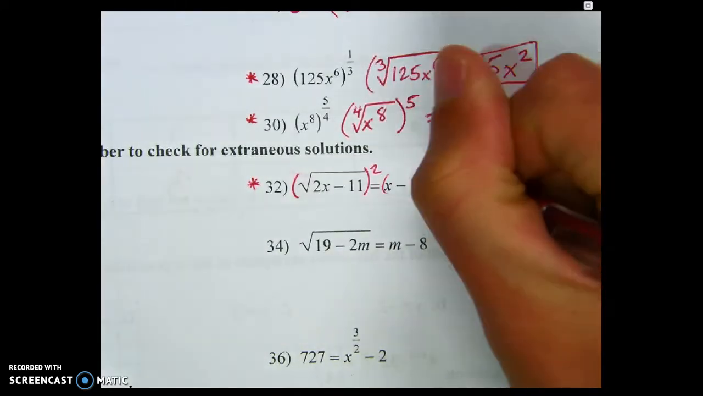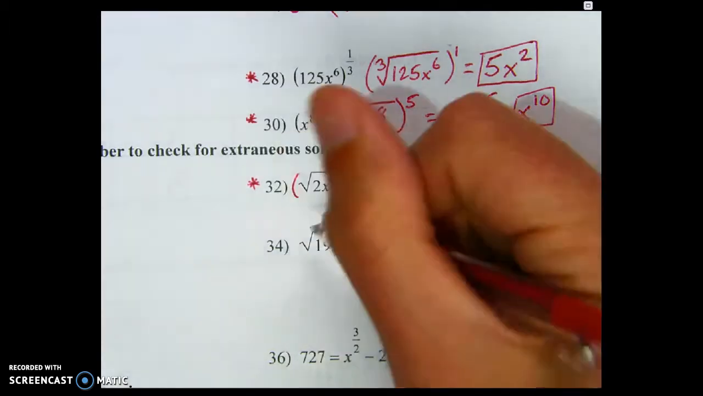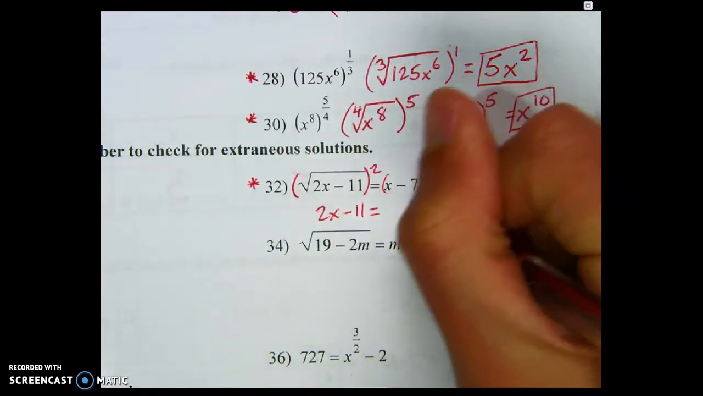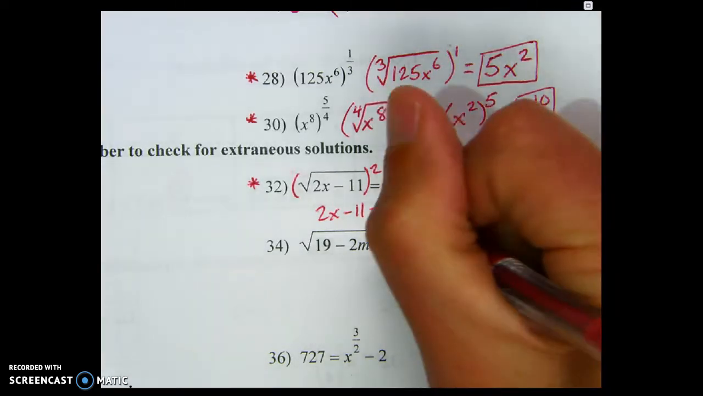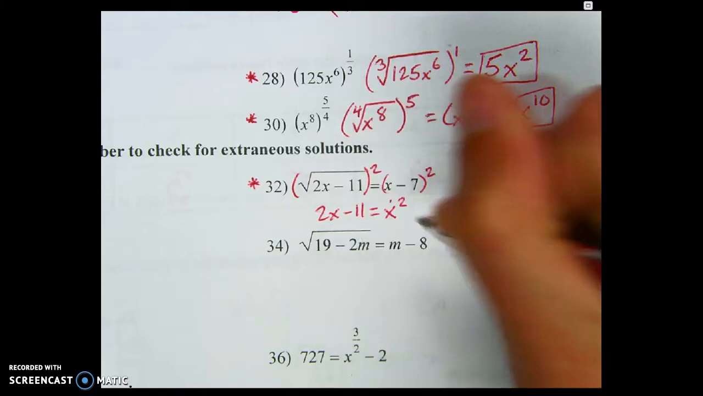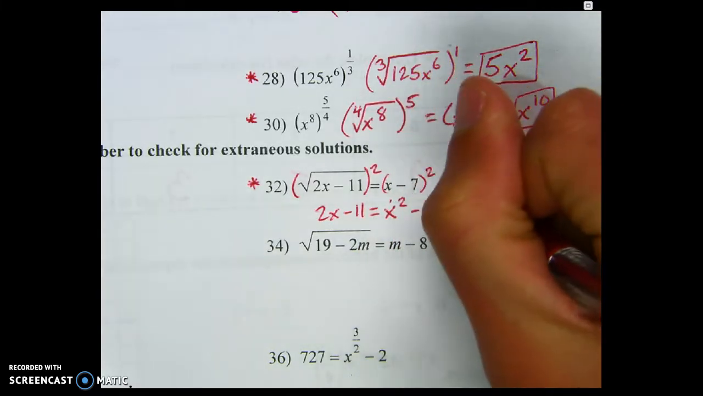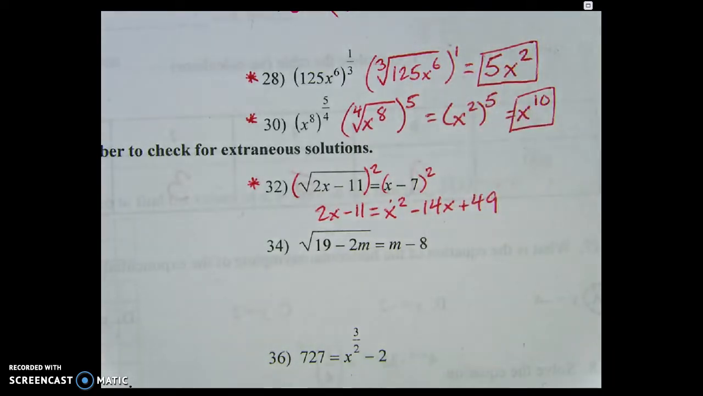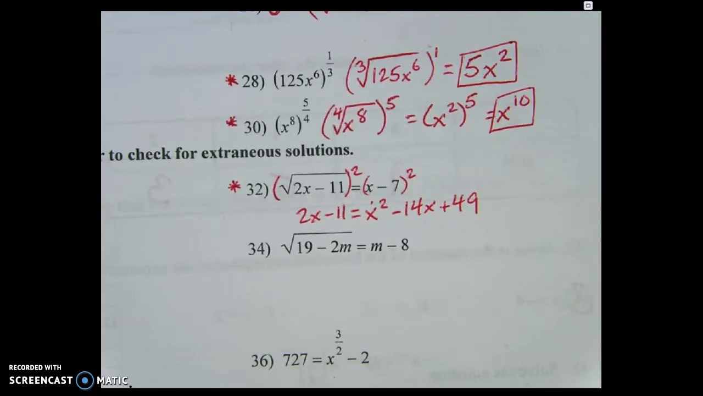Square that. Square that. That will get rid of the radical symbol, and we'll be left with, on the left, 2x minus 11 is equal to x minus 7 squared, which is just going to turn into a trinomial, right? Where we have x squared minus 14x plus 49. If you can't do that in your head, don't worry about it. Write it off to the side somewhere, but we will get x squared minus 14x plus 49.